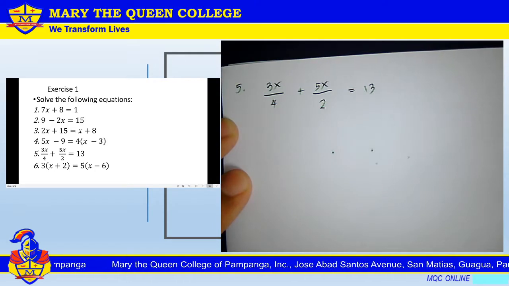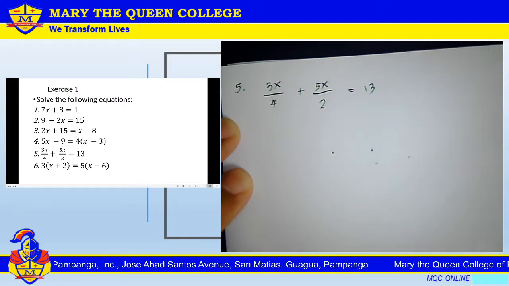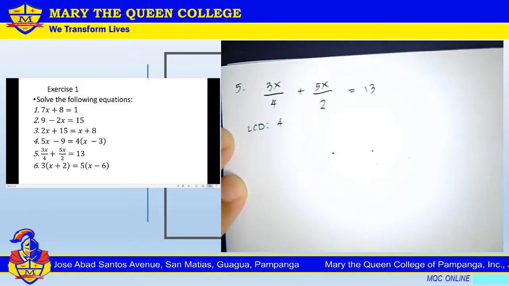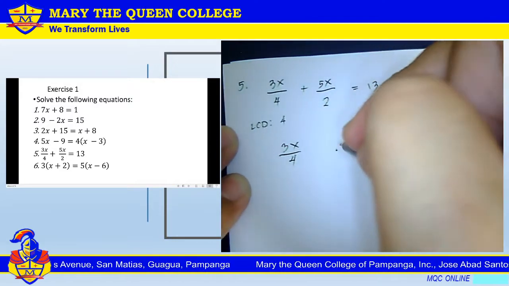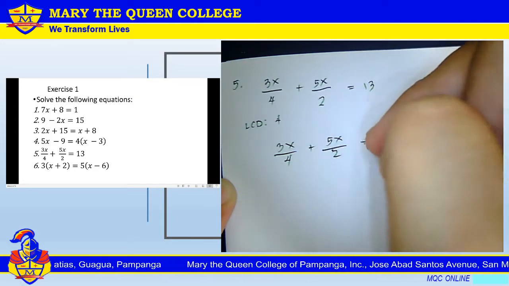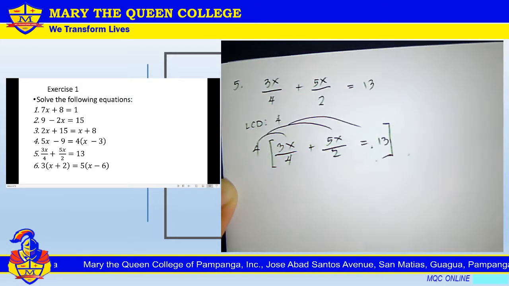Okay? So for this example, you will observe that we have rational expressions which have different denominators. Okay? So to eliminate this denominator, we can use the least common denominator or simply the LCD. So for this, the least common denominator would be positive 4. Okay? So with this, we have 3x over 4 plus 5x over 2 is equals to 13. Multiplying the whole equation by the LCD, which is 4, and you can now distribute them to all our terms.